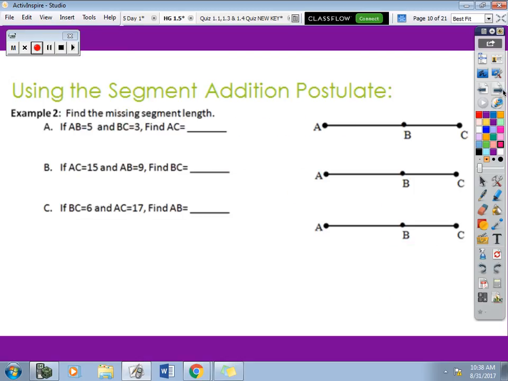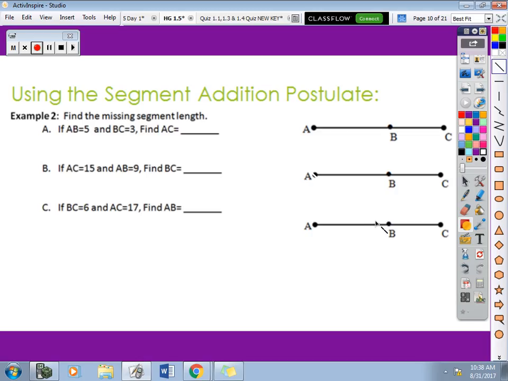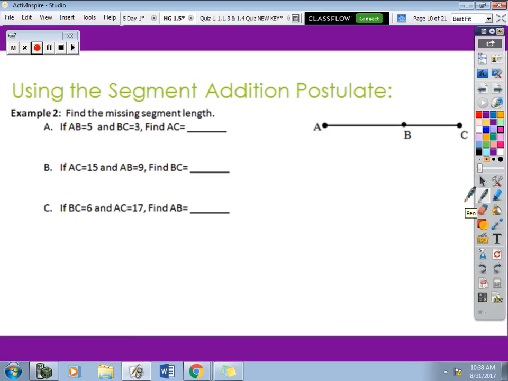All right, some that still have numbers. You guys only have one of these pictures, so I'll just hide these other two. We'll just have to erase each time. It says if AB is 5 and BC is 3, find the length of AC. Who thinks they could tell me the length of AC?